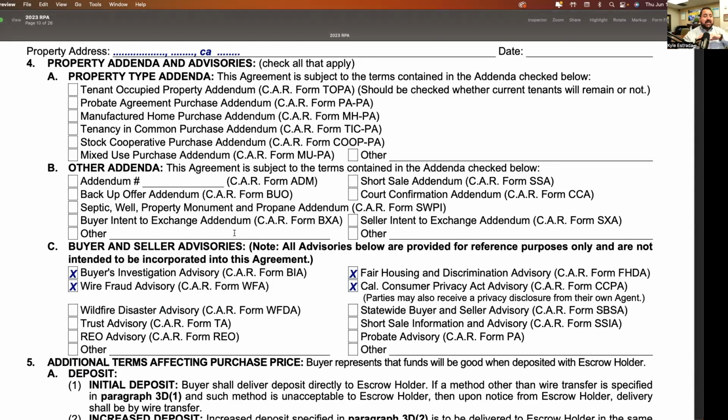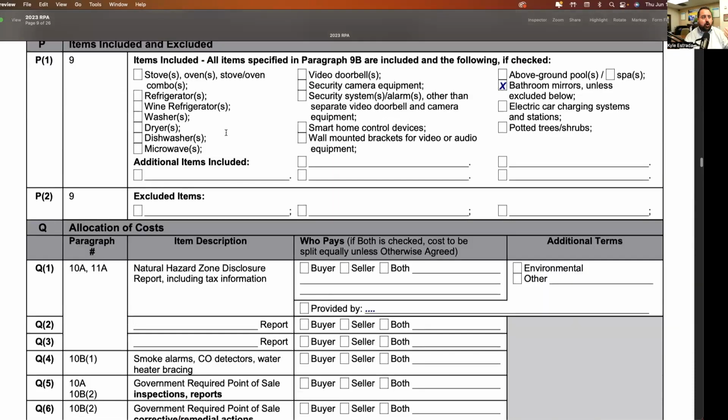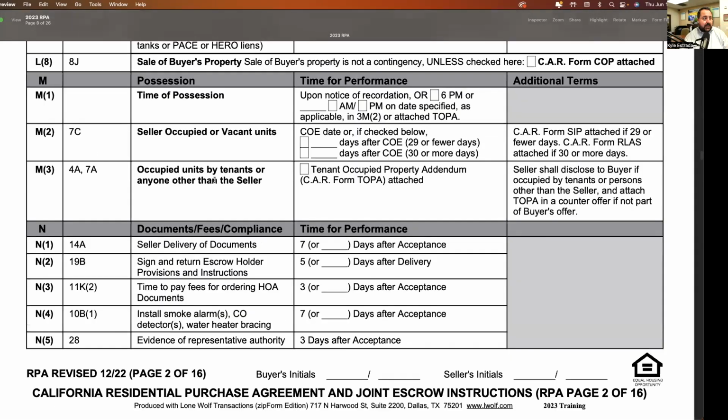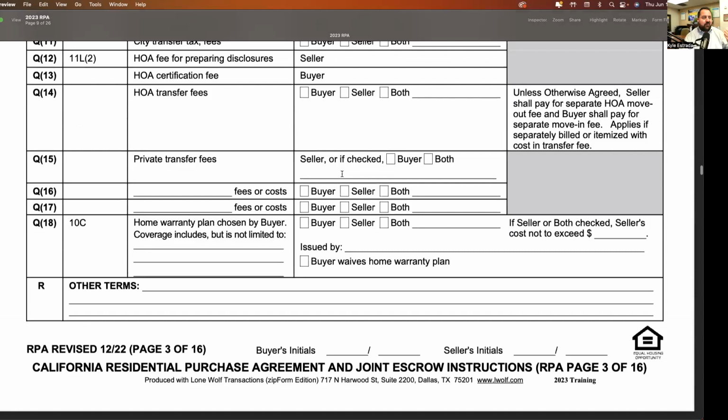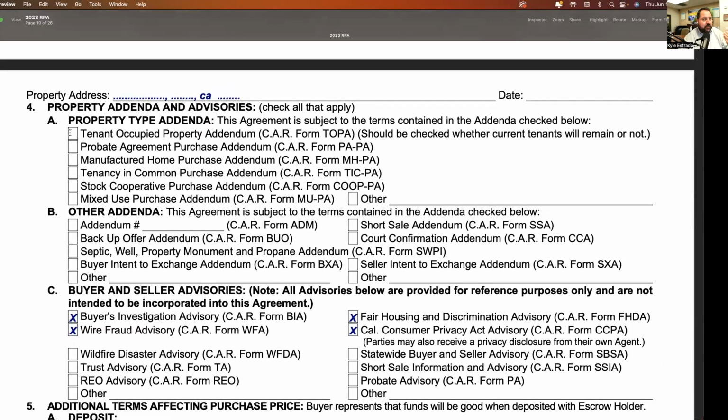Paragraph 4. These are all of the addenda and advisories that get attached to the offer. So anything that we check a box for to get attached, if we do it earlier, right? Like we could go back to the TOPA here. Like this one, the occupied units by tenants. If we check the box here for the TOPA, guess what will happen? In paragraph 4 down here, the TOPA is going to be checked off.